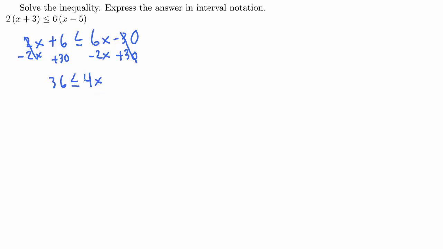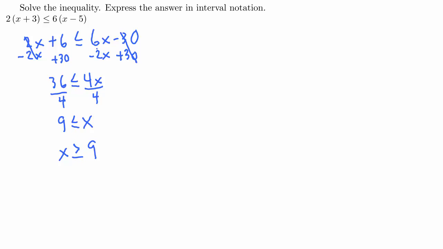To get rid of the 4, all I need to do is divide by 4. So that leaves me with 9 is less than or equal to x. But I don't like seeing it like this, so I want to put the x on the left hand side and the other one, the 9, on the right hand side. But if I do that, I have to flip the direction of the arrow. So it gives me greater than or equal to instead.